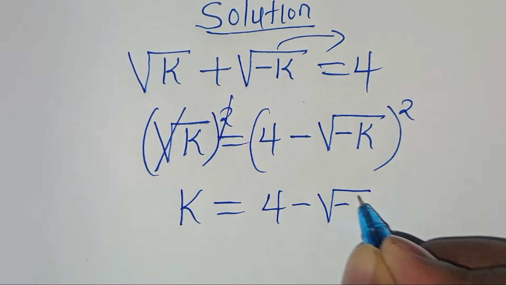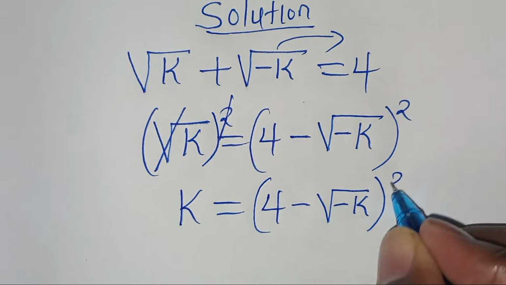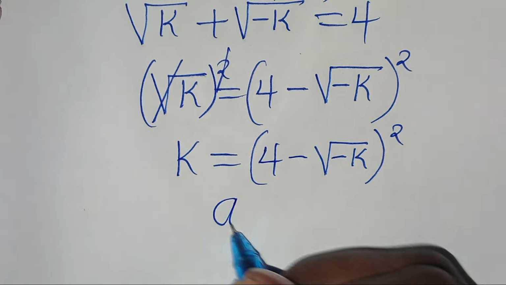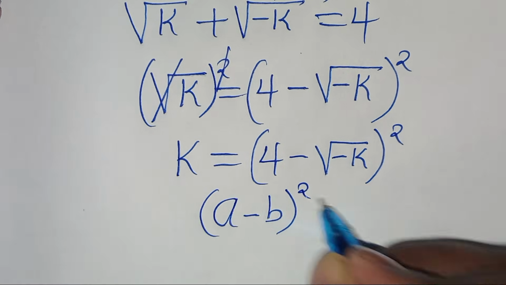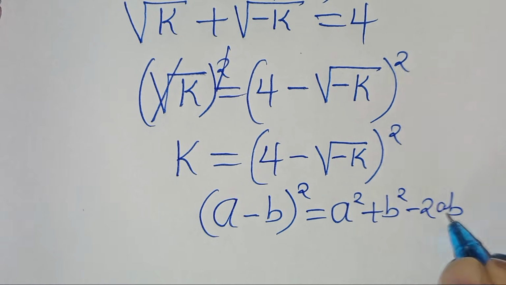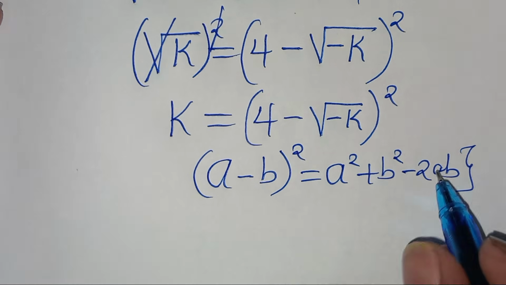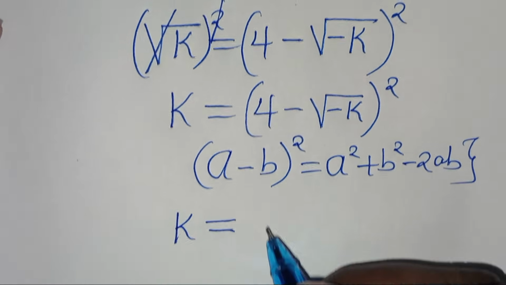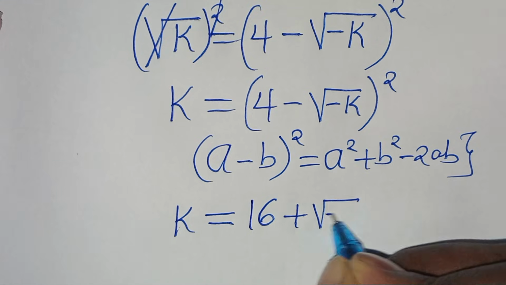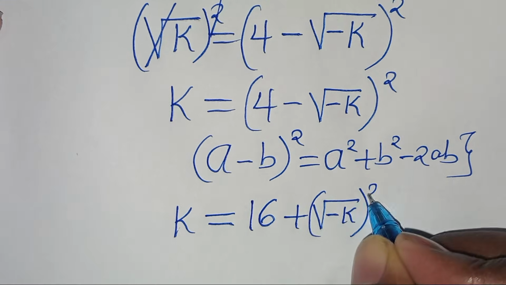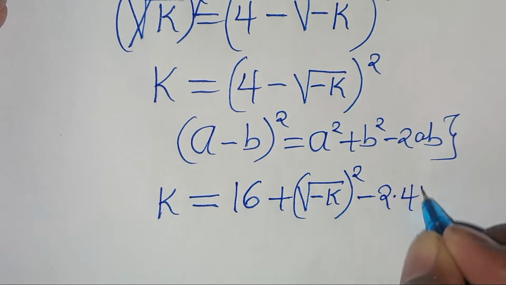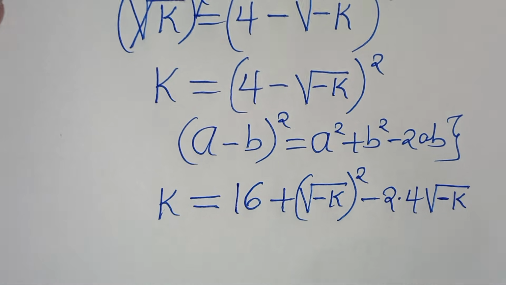4 subtract square root of negative k raised to the power of 2. So 4 minus square root of minus k to the power of 2. This is in the form of a minus b to the power of 2, which we can express as a squared plus b squared minus 2ab. Applying this algebraic identity, then we have k is equal to 4 squared, which is 16, then plus square root of negative k raised to the power of 2. Then we have subtract 2 times 4 times square root of negative k.